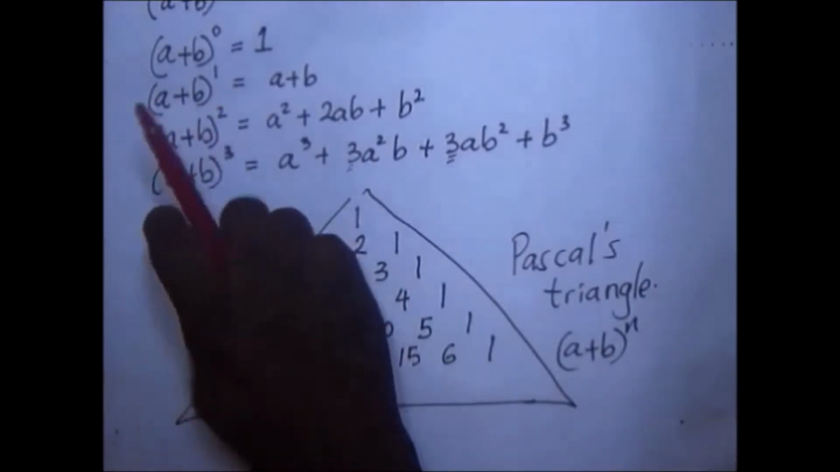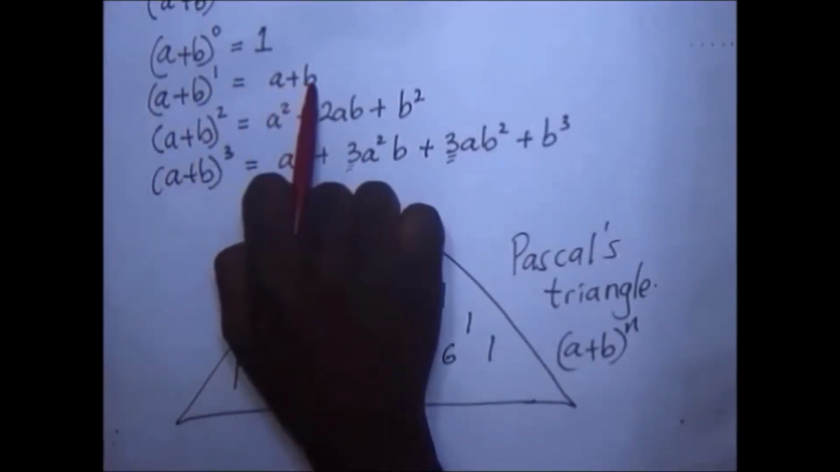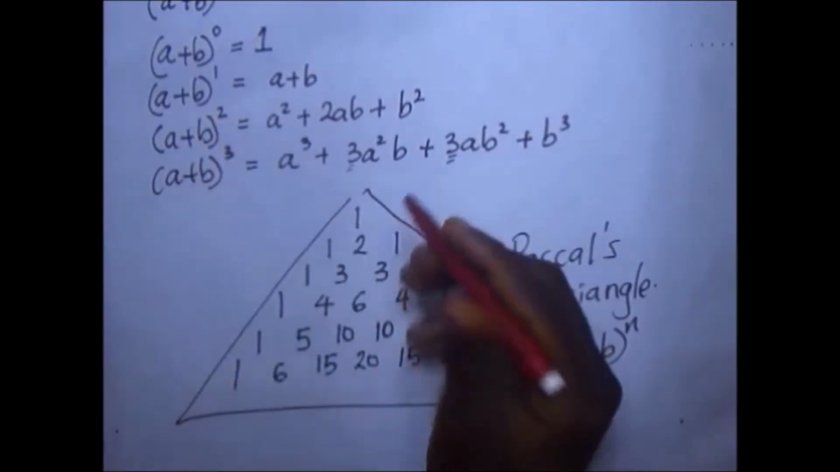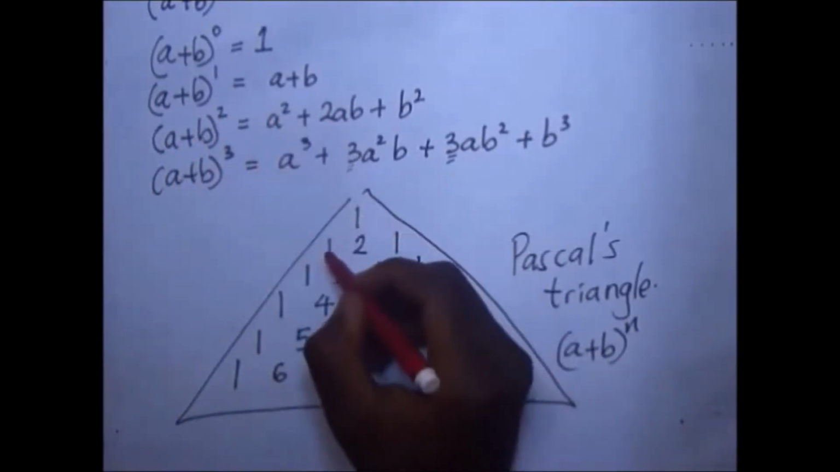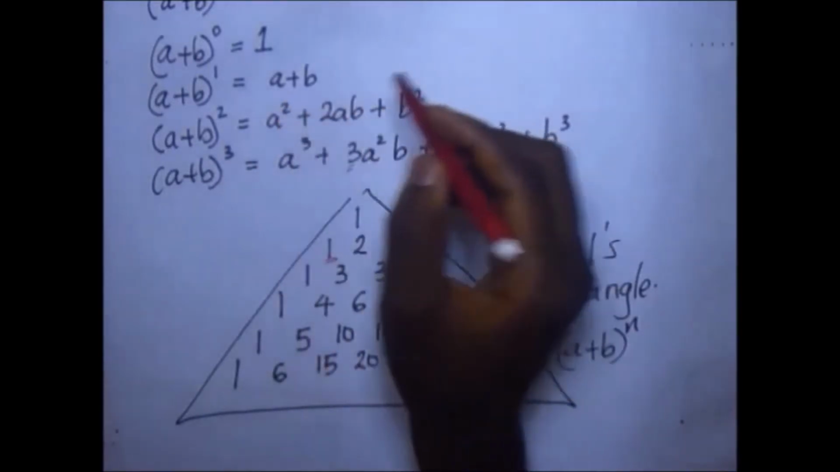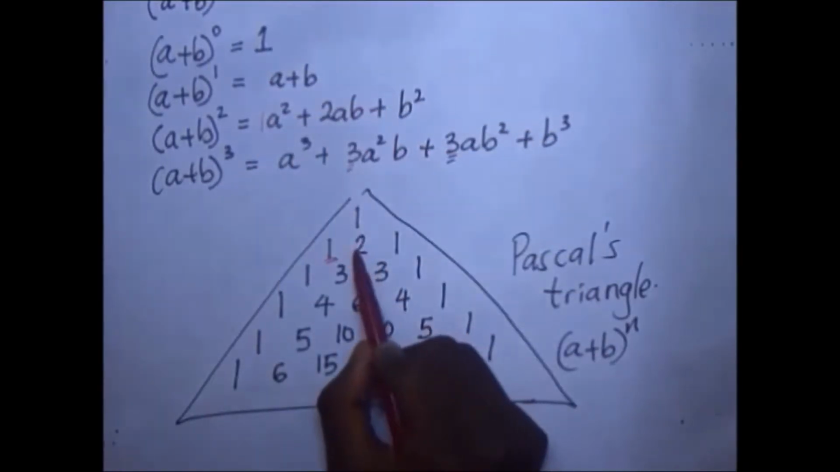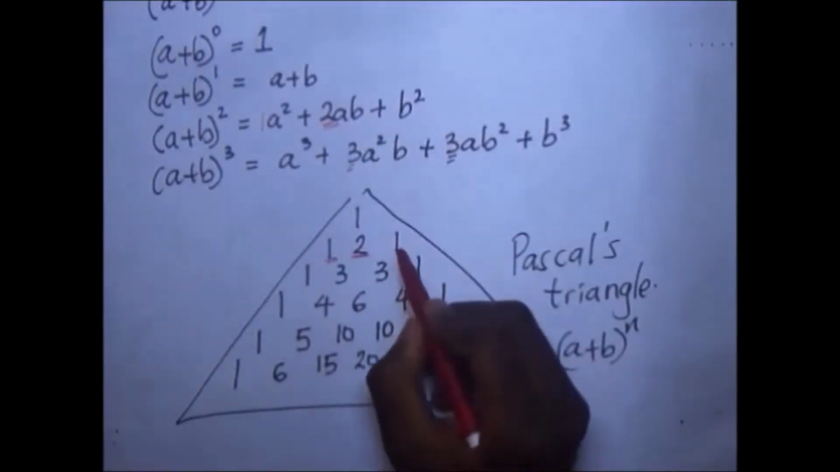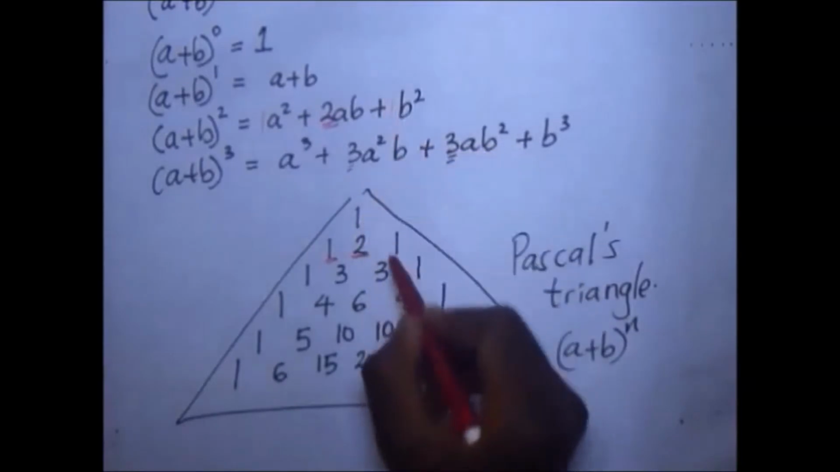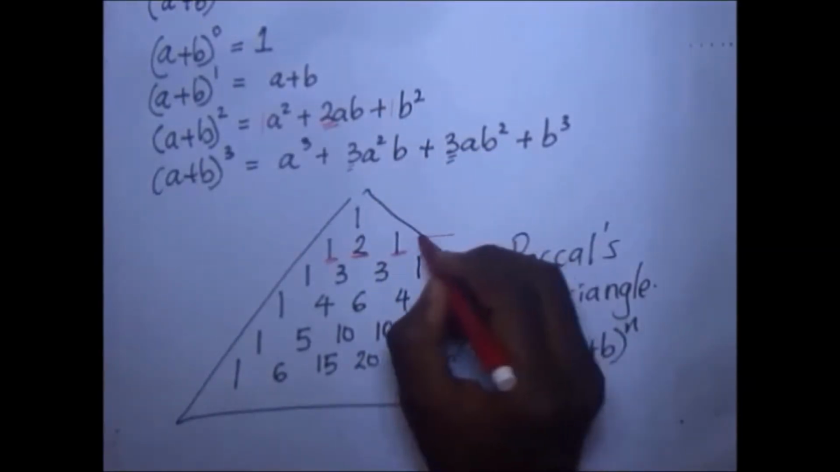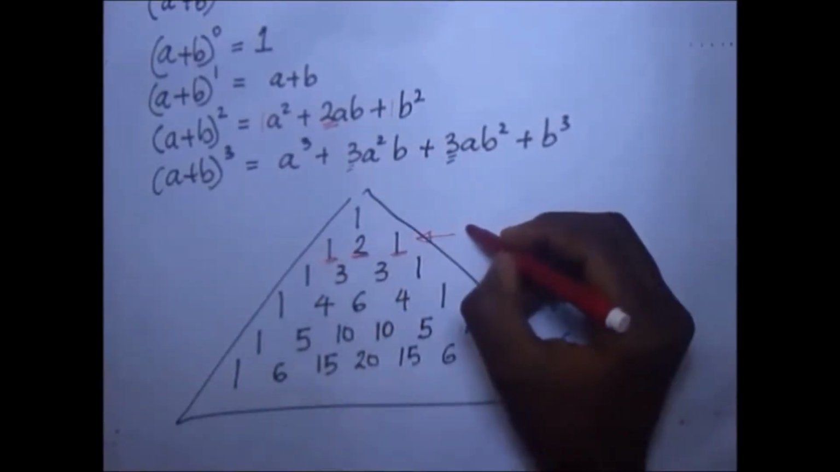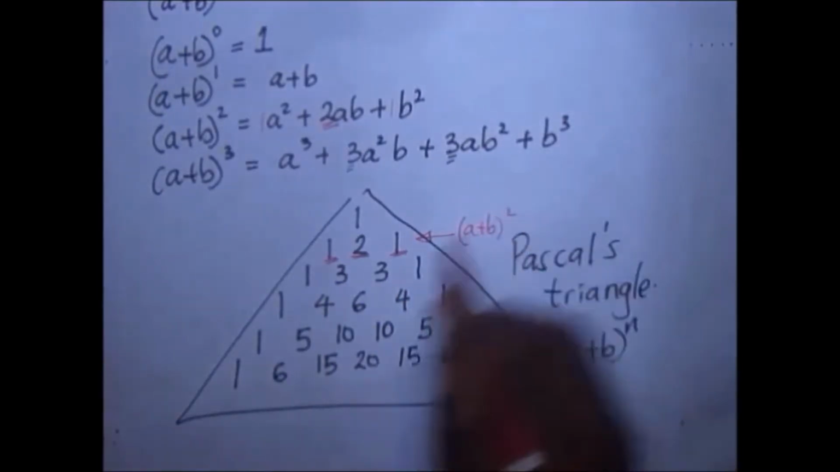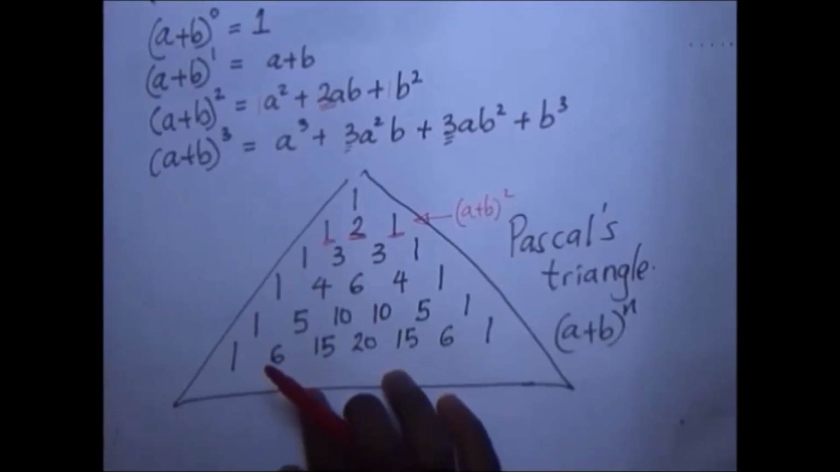In our previous example, we said (a + b)^1 is simply a + b. That's to the power 1. Okay, (a + b)^2: the coefficient of a^2 here is 1. Then the coefficient of the next term is 2. Then the coefficient of the next term is 1. So this line here applies to (a + b)^2.